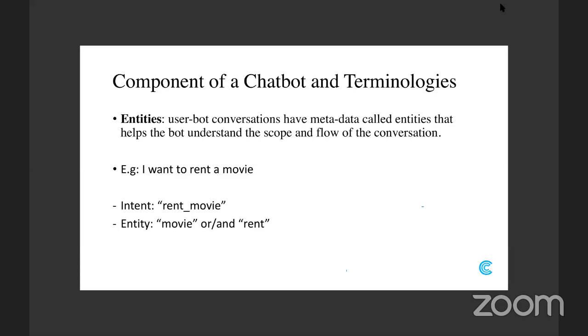So in any other way I use that utterance, to say rent me a movie, the intent will still be what? Rent movie, and the entity will always be movie, making it consistent. Or the entity will always be rent, making it consistent, and thus helping my bot to reply to that conversation consistently without making mistakes up and down. All right.